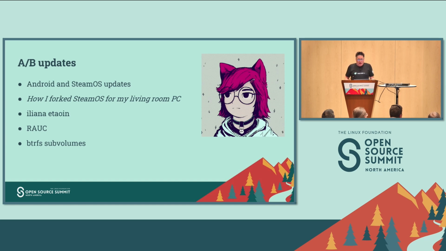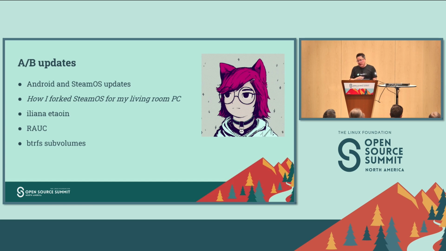I found out that SteamOS is doing A/B updates from this blog post by Ileana, I'm going to butcher her last name. Your guess is as good as mine. Itauen, apologies, Ileana. So her blog post was how I forked SteamOS for my living room PC. So this is how I found out that the Steam Deck is running Arch and is doing A/B updates. So it is an immutable Linux distro. I mean, Arch typically is not, but they've turned it into an immutable Linux distro, you know, Valve has for the Steam Deck.